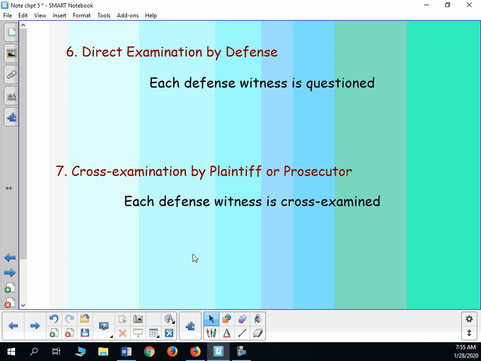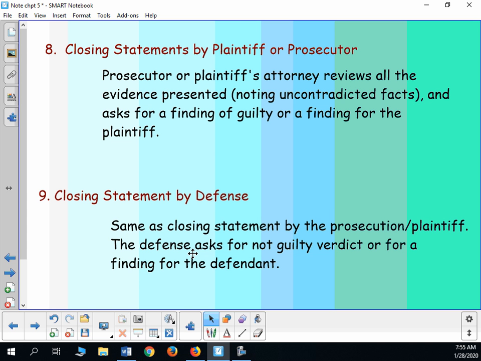Now we have come to the cross-examination by the plaintiff or prosecutor. They're going to examine any of the witnesses presented by the defense, in an effort to prove, again, that the defendant, in fact, is guilty. Remember, this is an adversarial system.